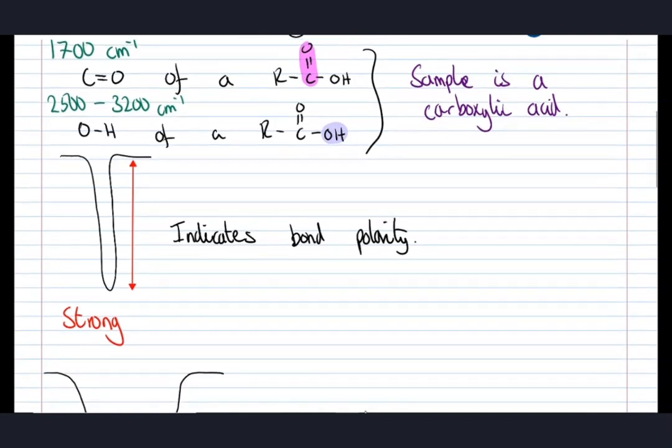So let's have a think about some polar bonds. We could have carbon double bond oxygen as we had here in our example. That's going to be a delta positive on the carbon, delta negative on the oxygen. We could have a carbon single bond oxygen. Now that's going to appear in the fingerprint, so we won't look for that, but we need to be aware of things like that. In summary, strong peaks where the transmission is very low, that come all the way down the spectra, indicate bond polarity.